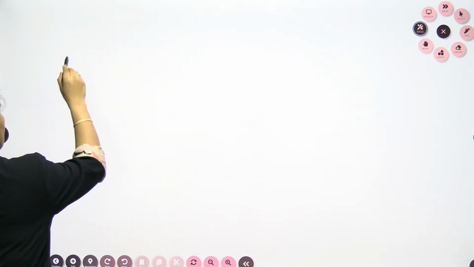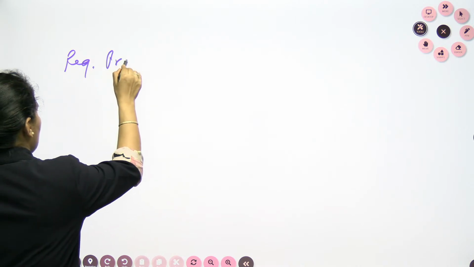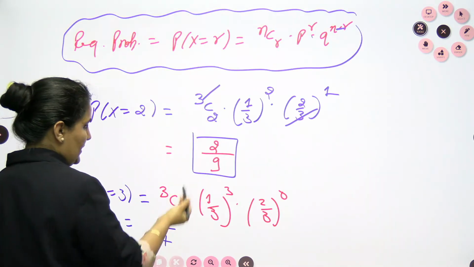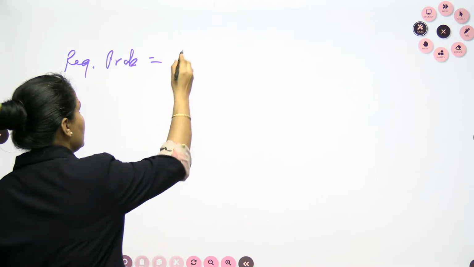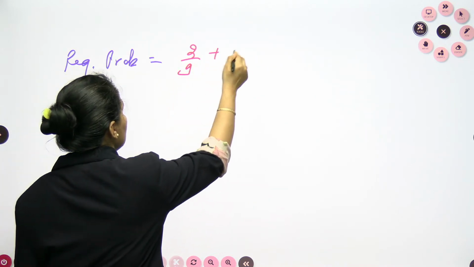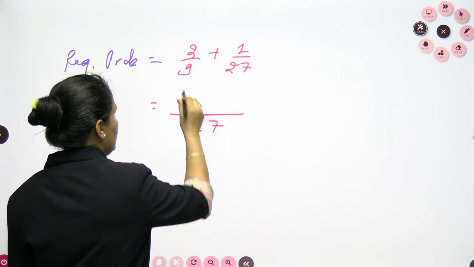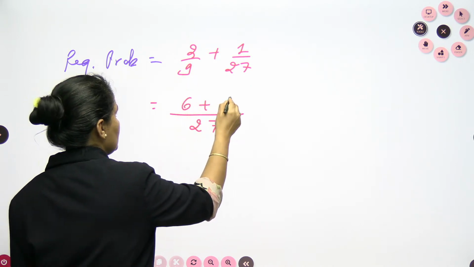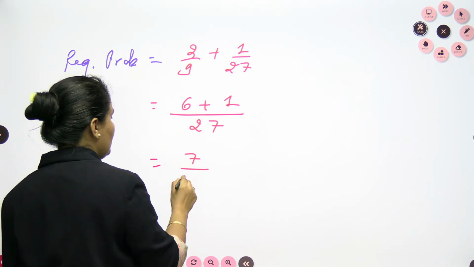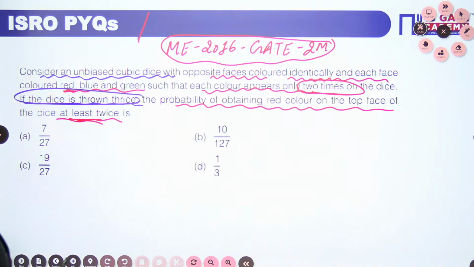So now let's write down the final or required probability. Either it will be this or it will be that; these two will be my answer. So either it will be 2 by 9 or it will be 1 by 27. We can go with the LCM 27: 9 3s are 27, 3 2s are 6, plus 1, we are having 7. Let me look at the options.